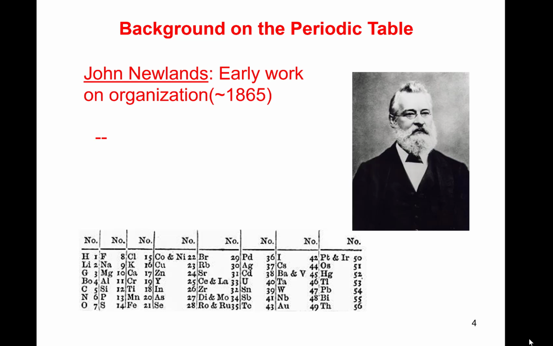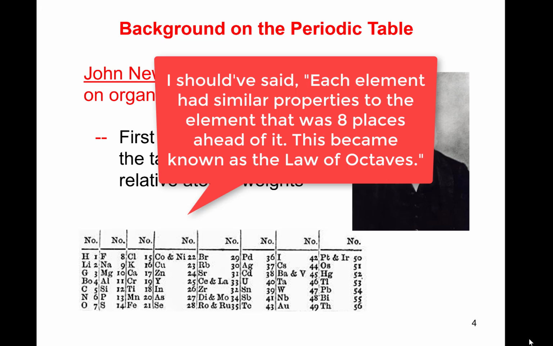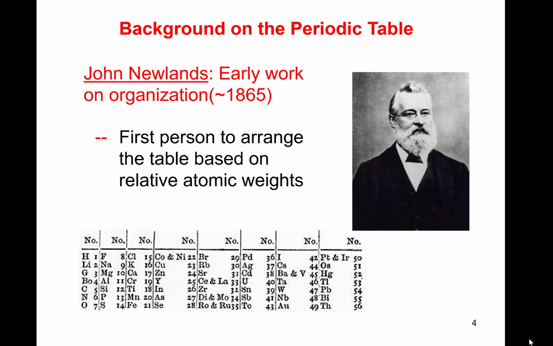Then in around 1865, John Newlands did some early work as well, and he decided to organize them based on relative atomic weights. What he noticed when he arranged a table on relative atomic weights was that each element was similar to the element that was 8 places ahead of it. However, there were lots of discrepancies with this, so his idea didn't stick around very long.